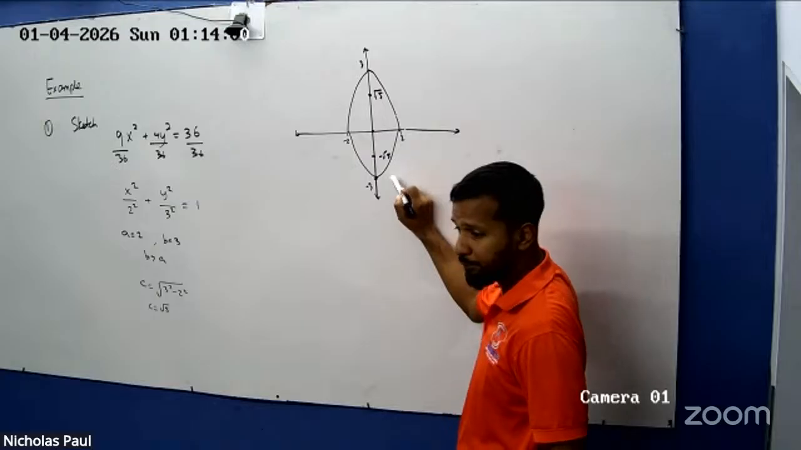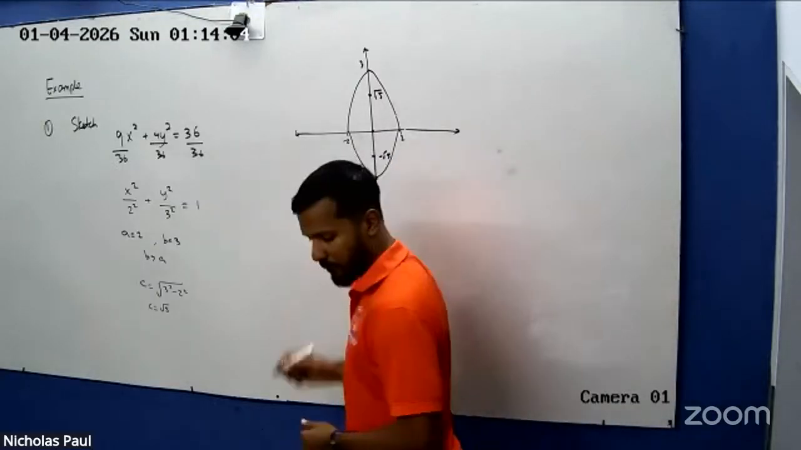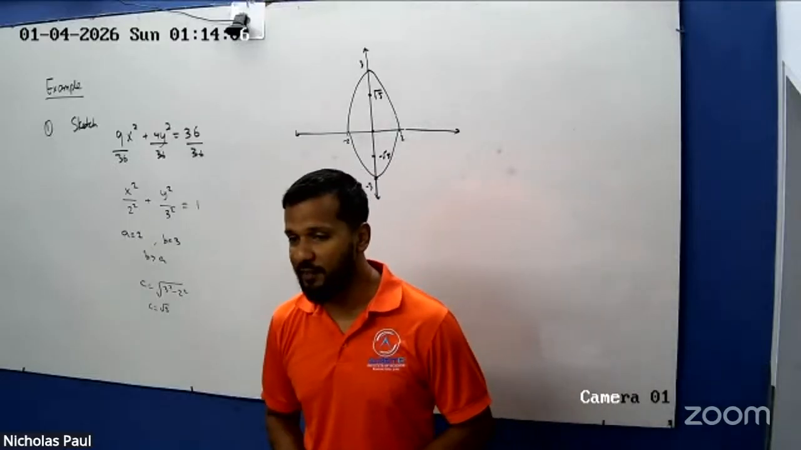All right? Try number 2. Now number 2, we're going in reverse. Find the equation of the ellipse.